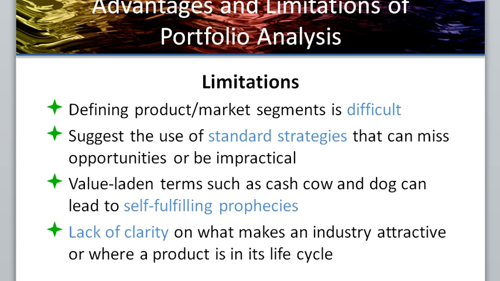Limitations of the portfolio analysis: it's difficult and takes time. Sometimes they can be wrong. Standard strategies may not work, or they may miss opportunities. Sometimes when they pigeonhole or label some of their products or divisions, they may be giving up on them too soon, or setting themselves up for failure. It could be a lack of clarity about what's attractive to the customer, the industry, or where a product is in the product lifecycle. There have been plenty of times when they thought products were dead, but they continued to thrive.